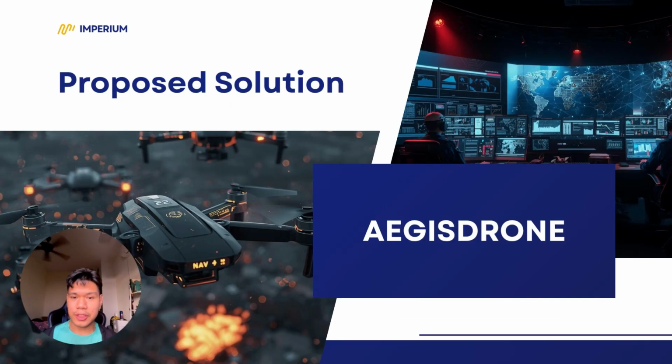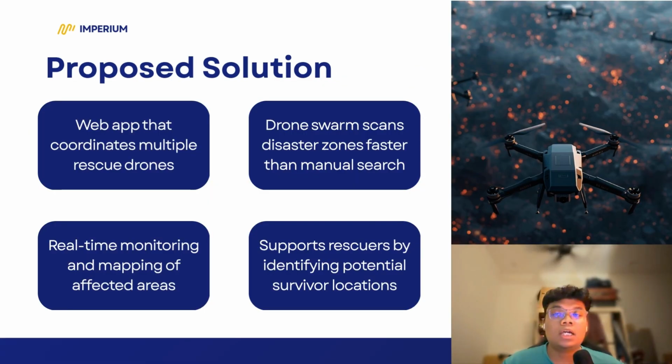And here it is, our solution, Aegis Drone. Our solution, Aegis Drone, is a web app platform that coordinates multiple drones to scan disaster zones quickly and efficiently. Instead of relying on a single drone or manual search, rescue teams can deploy a swarm of drones that work together to map the area and locate survivors in real time.